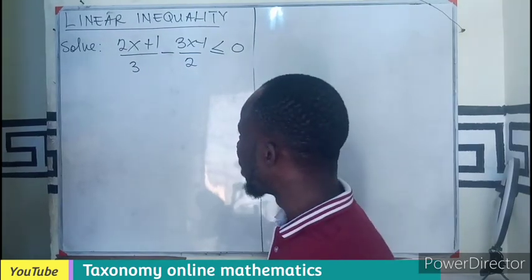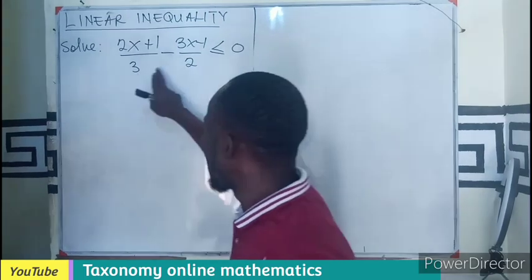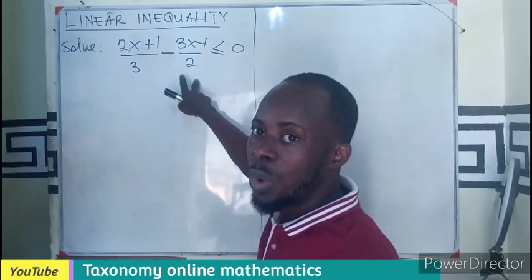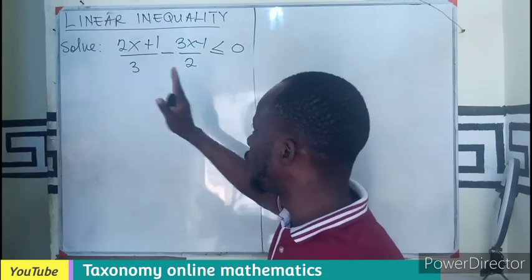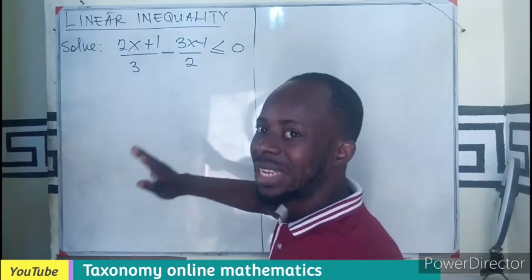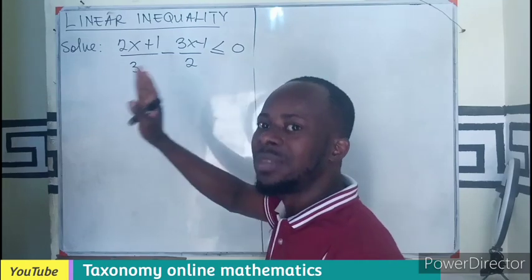So in this case, our denominators are 3 and what? 2. So what will be the LCM of 3 and 2? That will be 6. So you multiply through both the left side and the right side by that LCM.